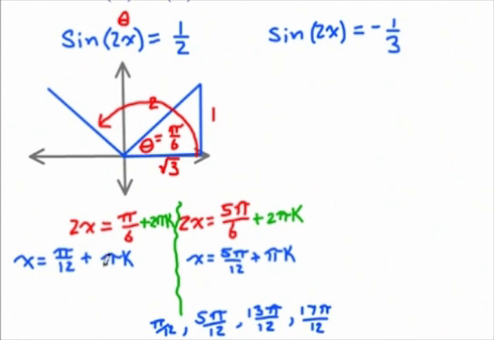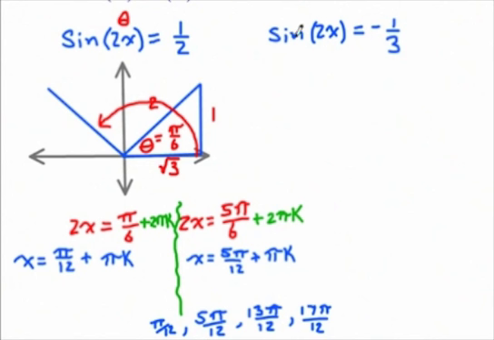Now if we go back through and let k equal 2, this becomes 2 pi, and obviously that's going to be bigger than 2 pi, both of them. So for the sine of 2x equals 1/2, we're getting 4 answers: pi over 12, 5 pi over 12, 13 pi over 12, and 17 pi over 12.